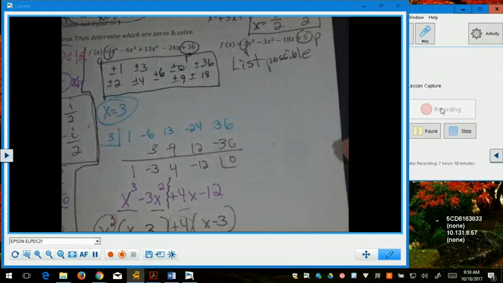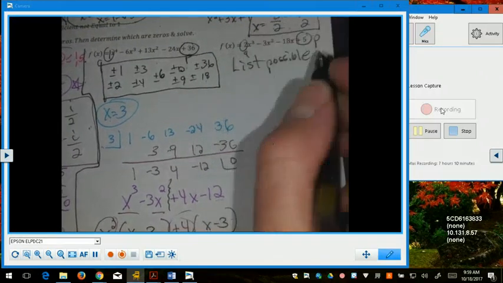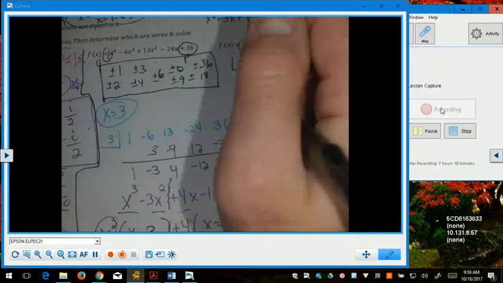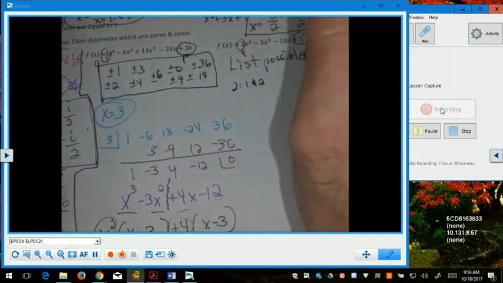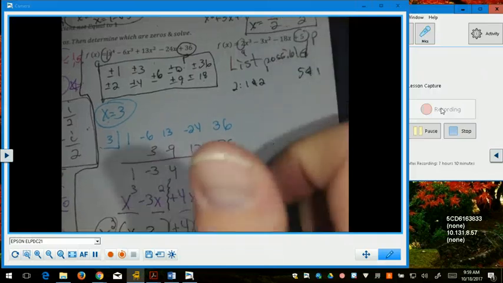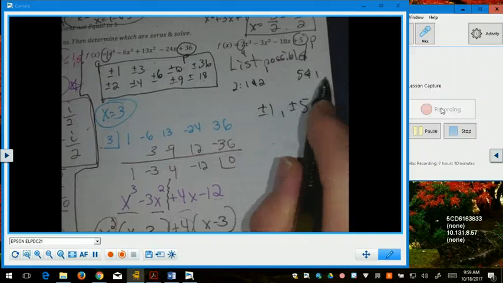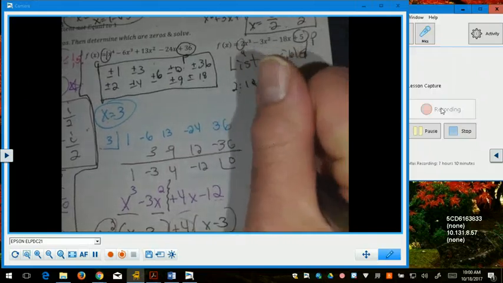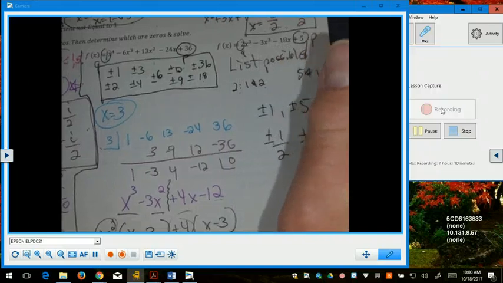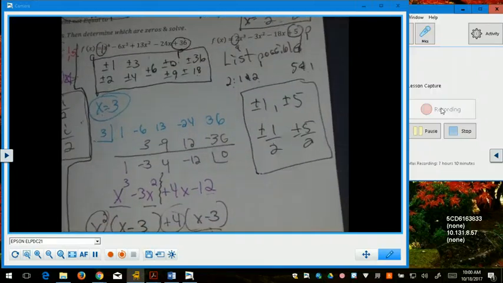What numbers are going to be on top for every fraction I write? 5 and 1. So when my factors of 2 are 2 and 1, those are going to be in my denominator. Factors of 5 are 5 and 1. Those are going to be in my numerator. So I have plus or minus 1, plus or minus 5. That's putting those over the 1. And now I'm going to put them over the 2, plus or minus 1/2, plus or minus 5/2. So I've written 4 down, but with the plus or minus, there's actually 8 possible.